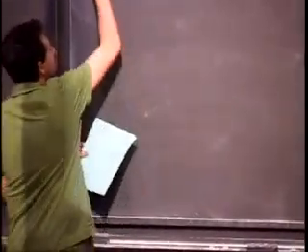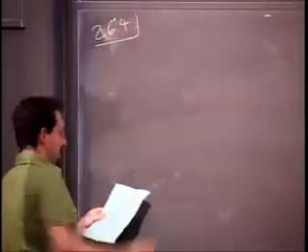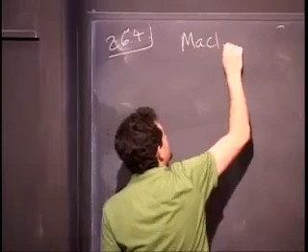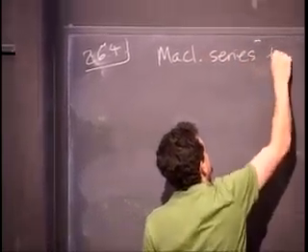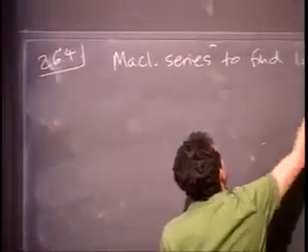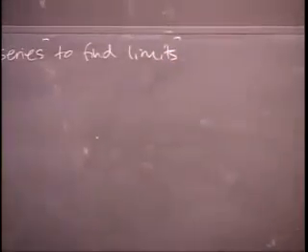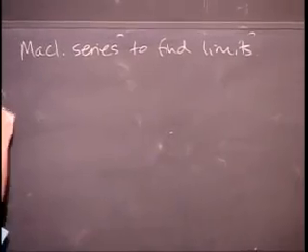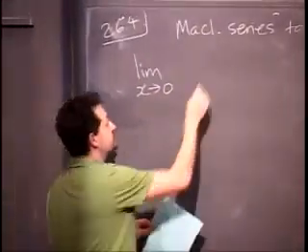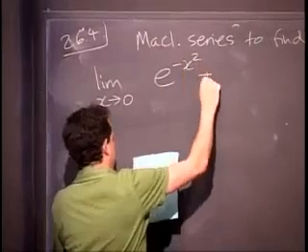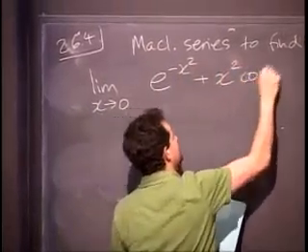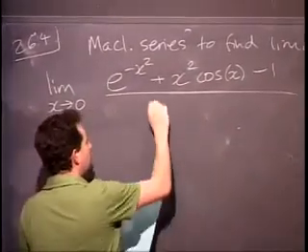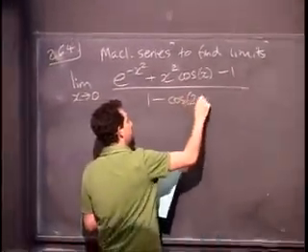All right. Moving on to 26.4. Using Maclaurin series to find limits. Okay. The best thing for me to do is to give you one example here and use this as an illustration. Suppose you want to find the limit as x goes to 0 of e to the minus x squared plus x squared cosine x minus 1 all over 1 minus cosine 2x cubed.